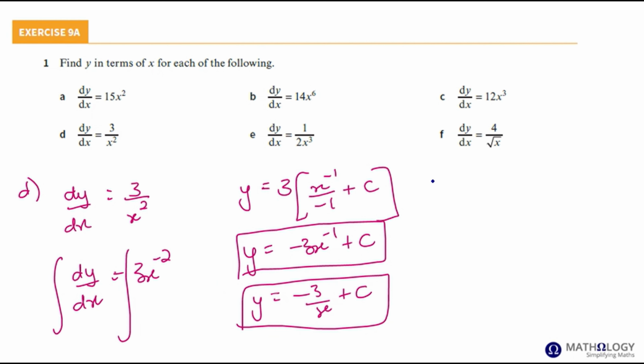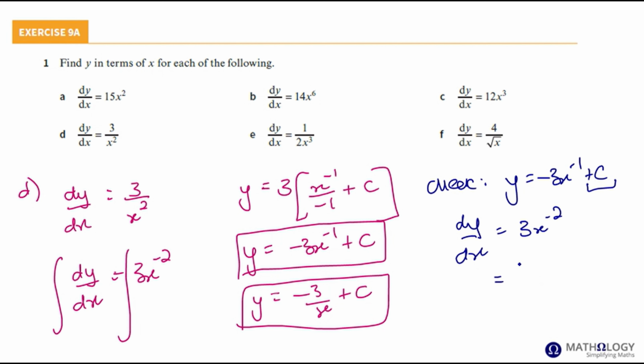We're going to check the integration by differentiating this expression. y equals minus 3x to the minus 1 plus c. dy dx equals minus 1 times minus 3 is 3, x to the minus 1 minus 1, x to the minus 2, the derivative of a constant is 0. So dy dx equals 3 over x squared.